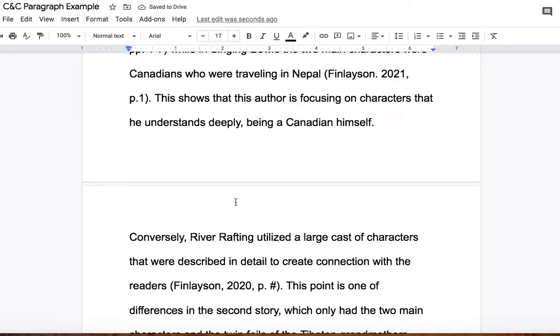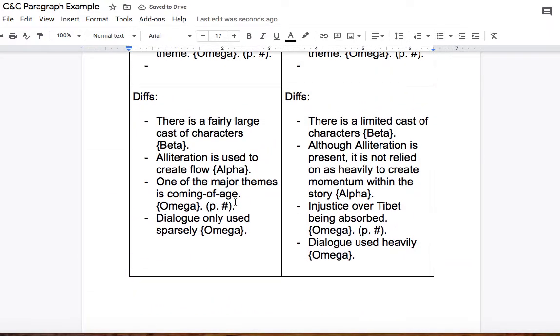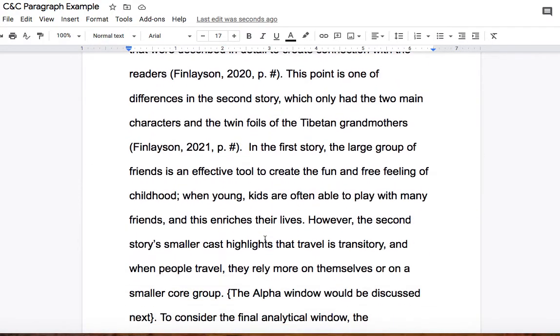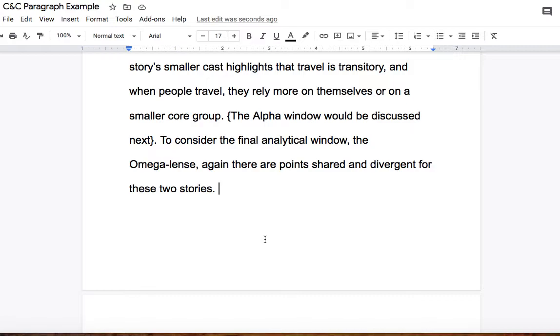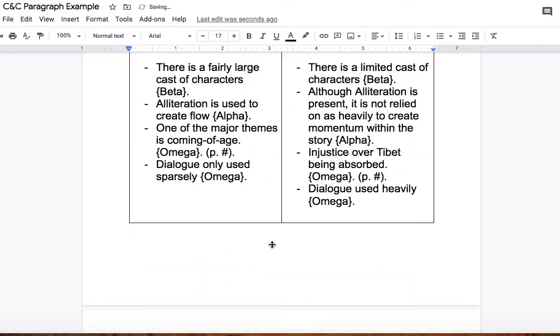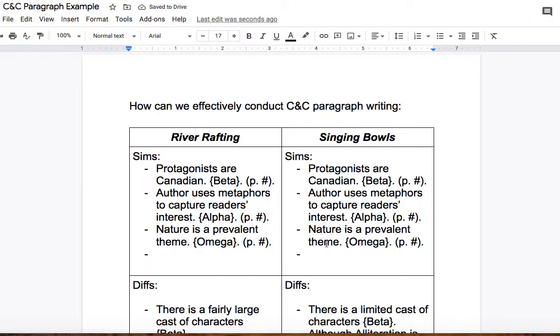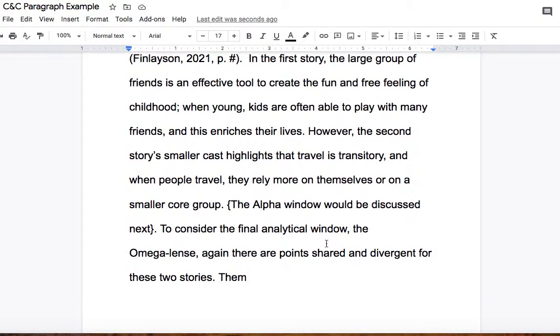And now I'll just quickly pop back up to take a look at my differences here. So coming of age theme versus injustice theme, and dialogue sparse versus dialogue heavy. So I think I'm going to go with coming of age versus injustice. Okay, so we'll go with that. Oh, I have to find a similarity as well, right? So nature and nature. Good.